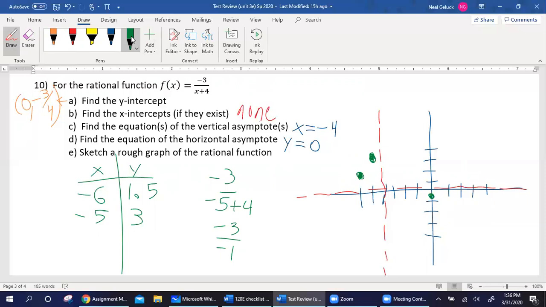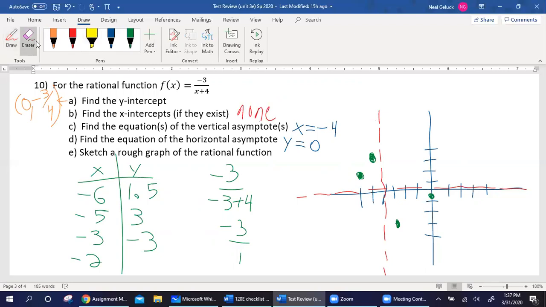Let's try some points on the other side of the vertical asymptote. So if I tried, let's say, -3. If I plug that in, that's going to give me -3 over -3 plus 4. So -3 over 1, which is going to give me -3. So -3, -3. And I'll try one more, -2. If I plug that in, that'll give me -3 over 2, so -1.5.